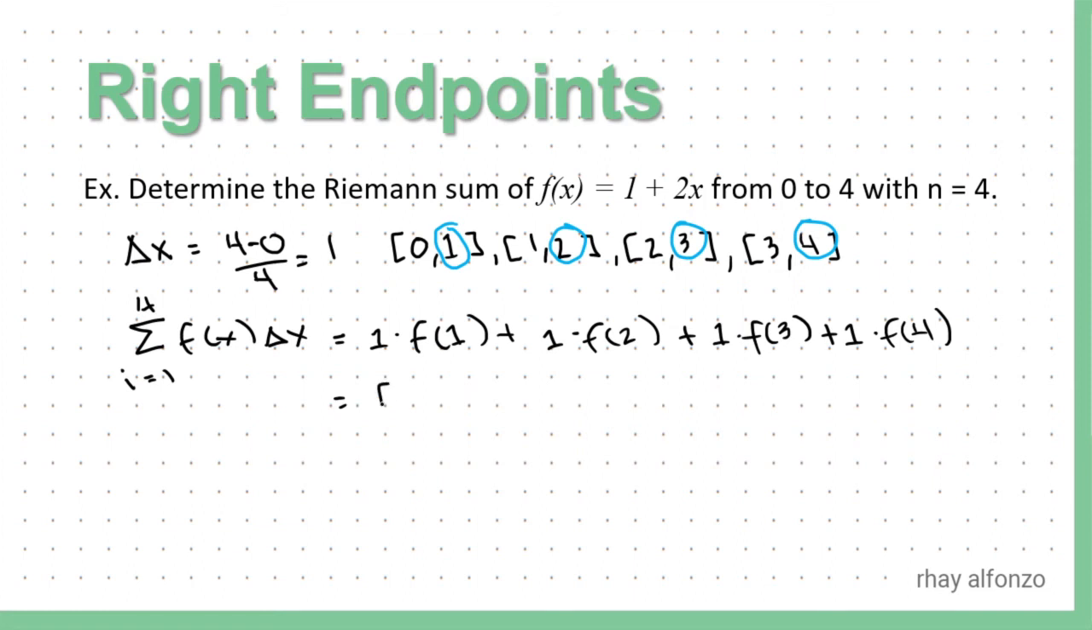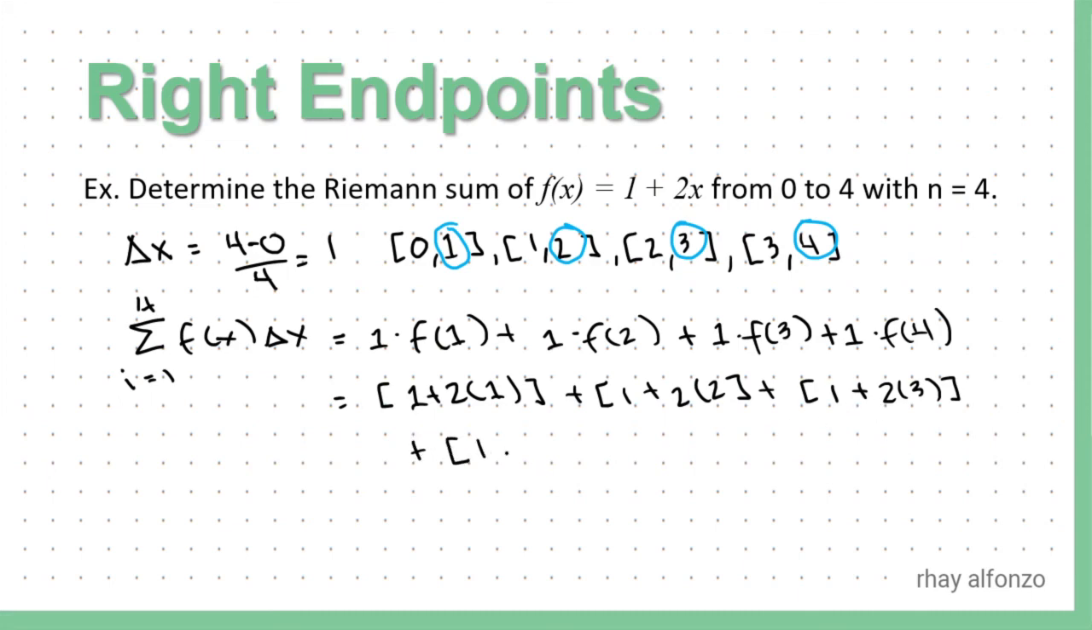So this gives us 1 plus 2 times 1. So let's ignore the ones, so they can be cancelled anyway, or they can be ignored. Plus f of 2, which is 1 plus 2 times 2. Plus f of 3, which is equal to 1 plus 2 times 3. And lastly, plus 1 plus 2 times 4. So what we did is we just substituted our right endpoints to the function f of x in order to get the height of the rectangles. Then multiply them to the width of the rectangles, which is 1.